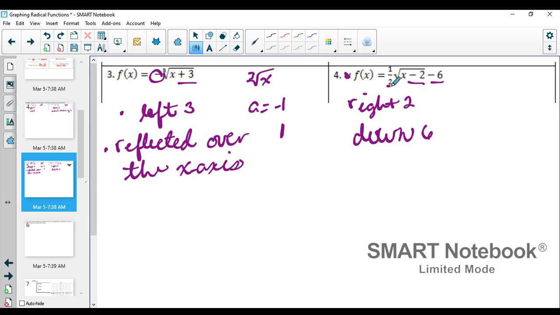And then the 1/2 is a. And so because it is between 0 and 1, it is a vertical shrink by 1/2. And there's no reflection because it's a positive 1/2. All right, so that's just describing the transformations.